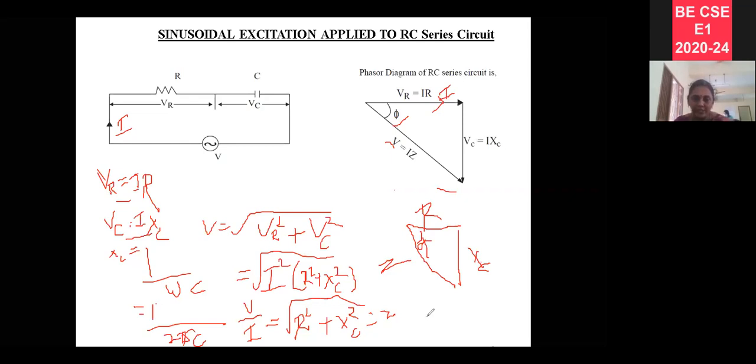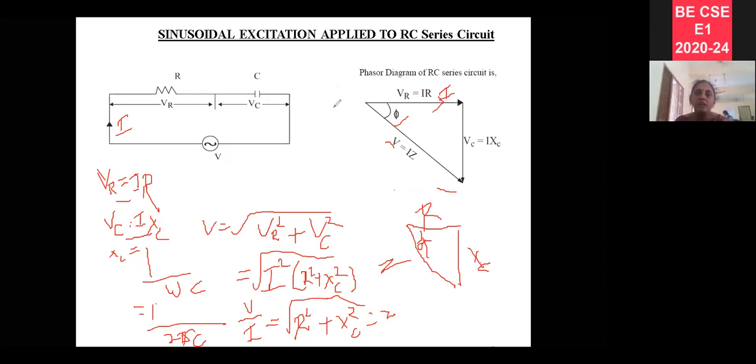What is sin phi? Sin phi is opposite by hypotenuse. So sin phi is equal to XC by Z. Next, what is tan phi? Tan phi is equal to XC by R. So we have got all the angles: cos phi, sin phi, and tan phi. In the inductive case we had XL by R; right here we have XC by R. This is the only difference.